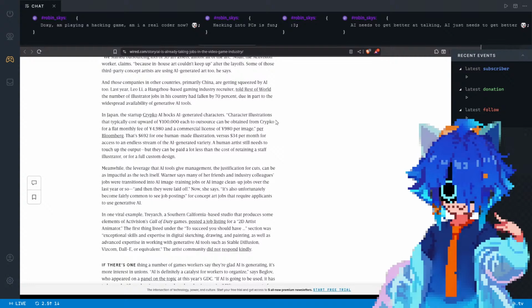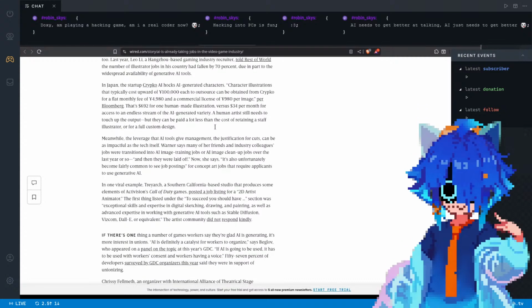Last year, Leo Li, a Hangzhou-based gaming industry recruiter, told Rest of World the number of illustrator jobs in his country had fallen by 70%, due in part to the widespread availability of generative AI tools. In Japan, the startup Cryptopia offers AI-generated character illustrations that typically cost upwards of $10,000 each to outsource, and can be obtained for a flat monthly fee of $50 and a commercial license of $10 per image. That's $692 for one human-made illustration versus $34 a month for access to an endless stream of AI-generated variety.